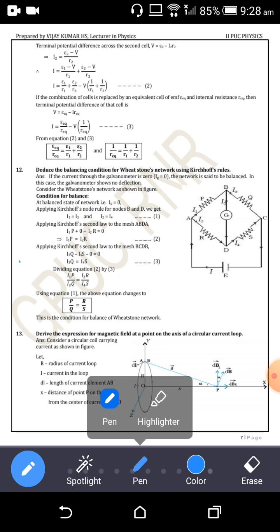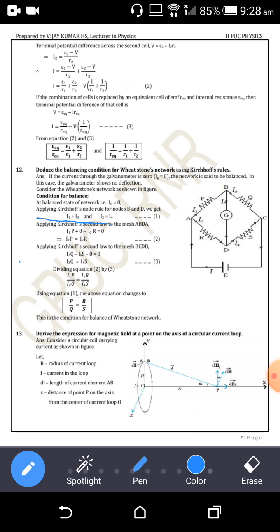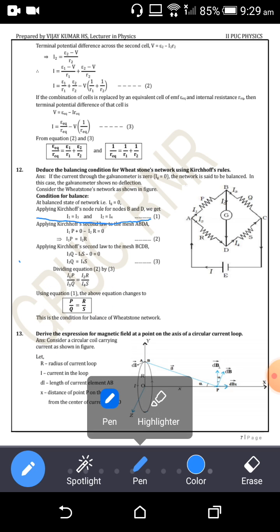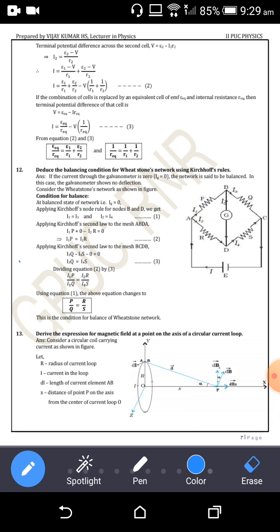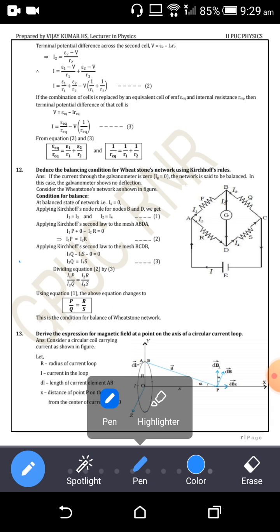So now what we are going to do is divide 2 by 3. Since you have written I1 is equal to I3, and I2 is equal to I4, when you divide equation 2 by 3, you will be left with P by Q is equal to R by S, which we say is the condition for balance of the Wheatstone network.